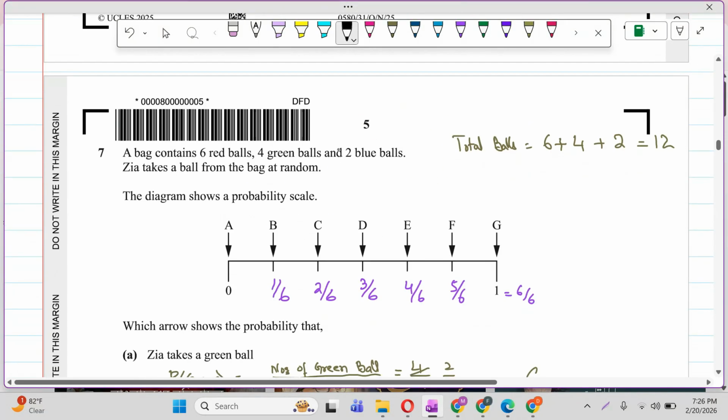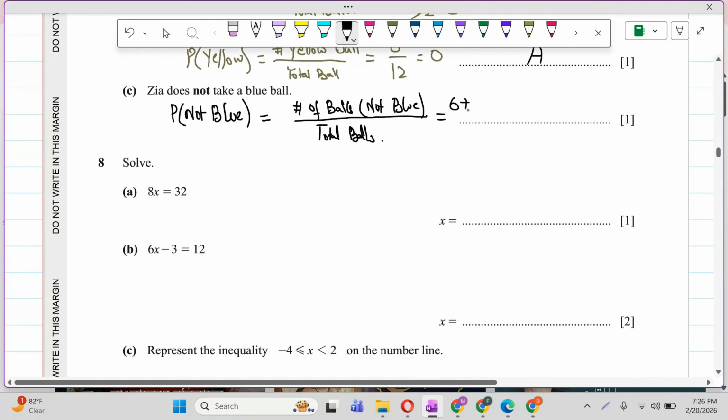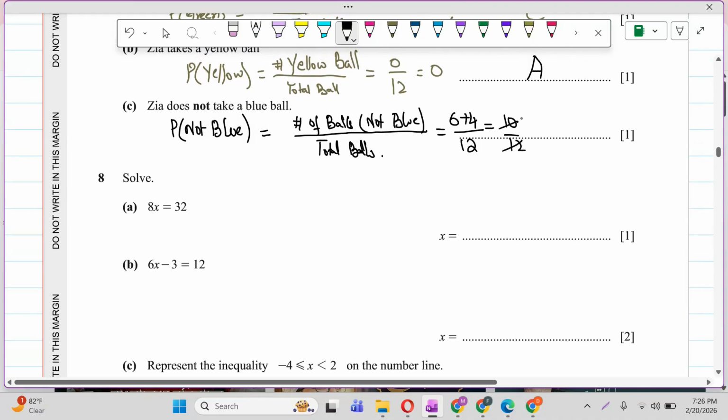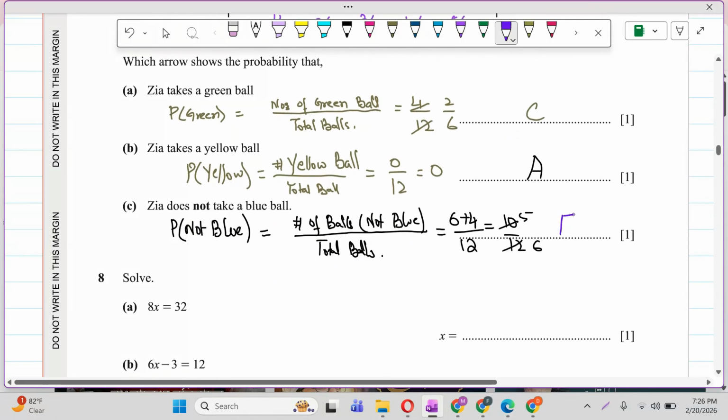So we are not considering the blue balls. The remaining balls are red and green, which are 6 and 4. So this is equal to 6 plus 4 over the total balls, which is 12. So this is equal to 10 over 12, which is 5 over 6. On the probability scale, 5 over 6 is represented by F. So this one is F.